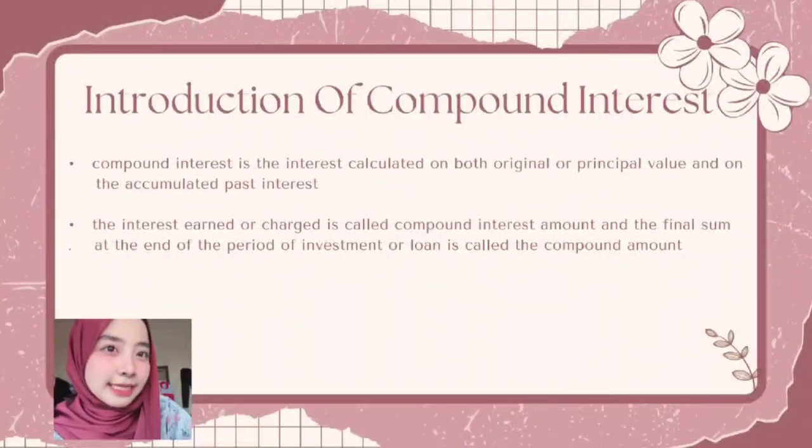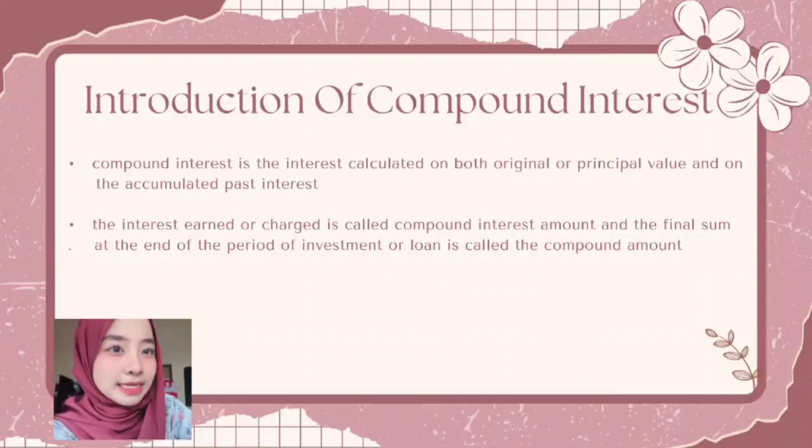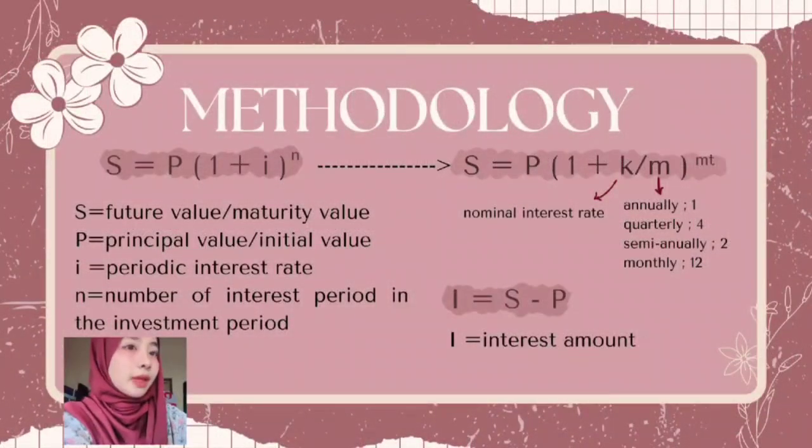Introduction of compound interest. Compound interest is the interest calculated on both the original principal value and on the accumulated past interest. The interest earned or charged is called the compound interest amount, and the final sum at the end of the period of investment or loan is called the compound amount. Next, we will move to methodology.